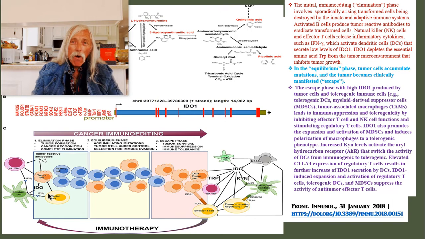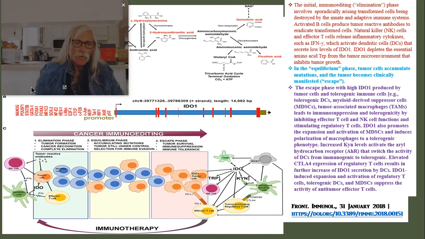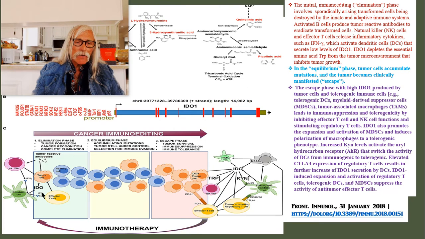So early on, IDO being synthesized from a dendritic cell, you see, this is where this is coming from here, from the dendritic cell, is going to block the tumor cell at the elimination phase. Eliminating what? The tumor formation. Eliminating what? Cancer completely. It's a complete elimination at this early phase.